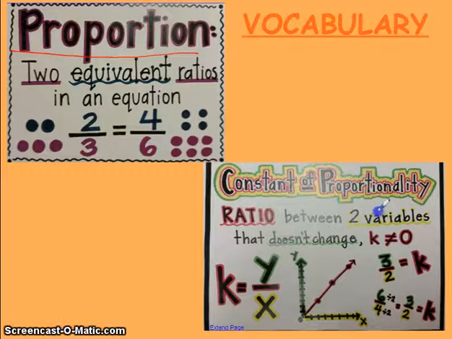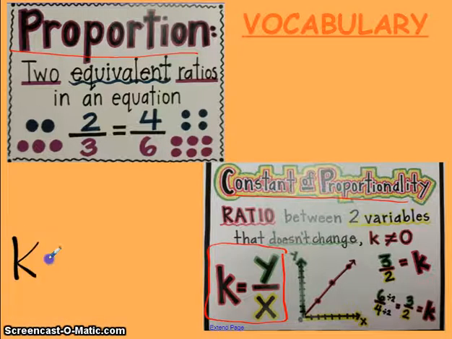The big one we're looking at today is constant of proportionality. It's a ratio between 2 variables that doesn't change. And we're going to use this equation today to find the constant of proportionality. Okay, we're really going to focus in on that. My constant of proportionality equals y divided by x.